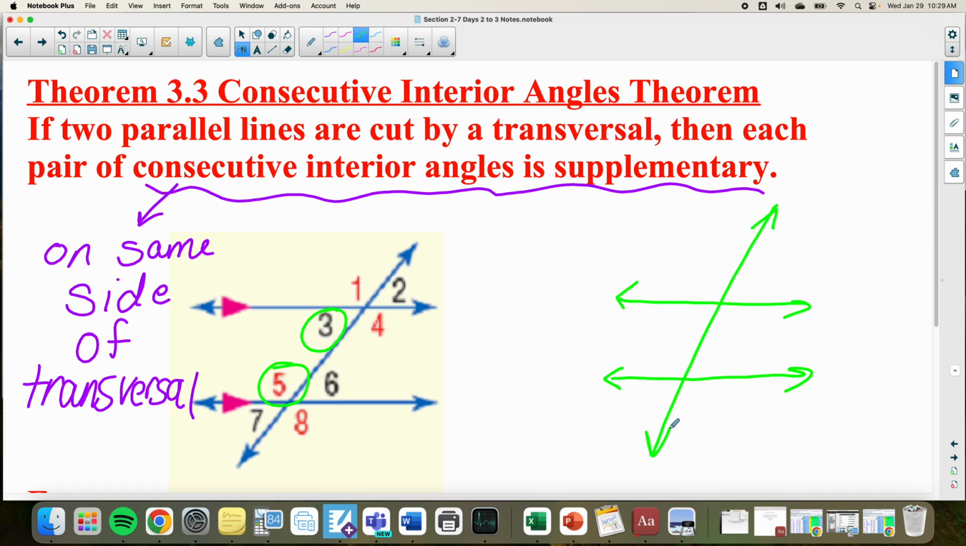They might say, this angle is 80. What is that angle? 80. If they're supplementary, what did we say? They add up to 180. So wouldn't this one be 100? Do you guys get that?